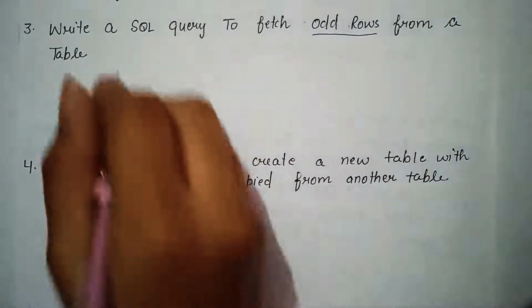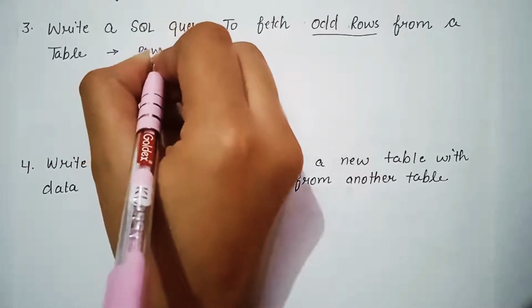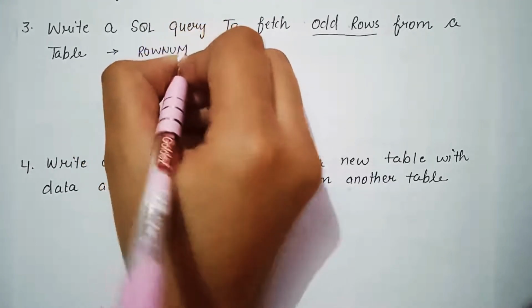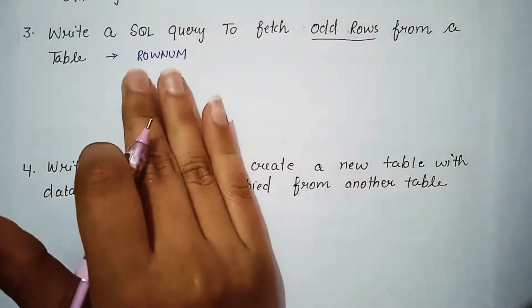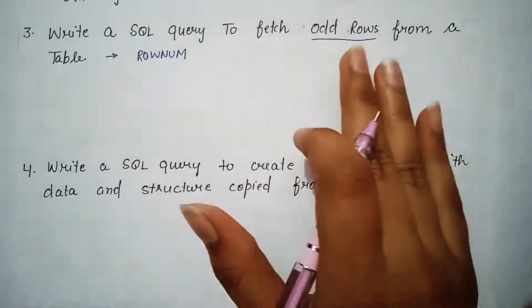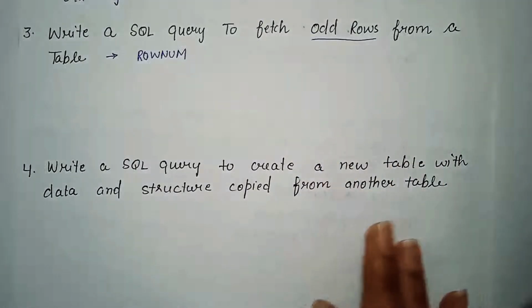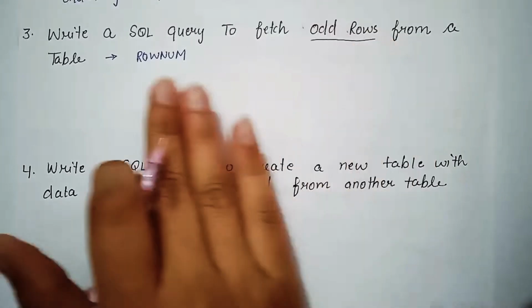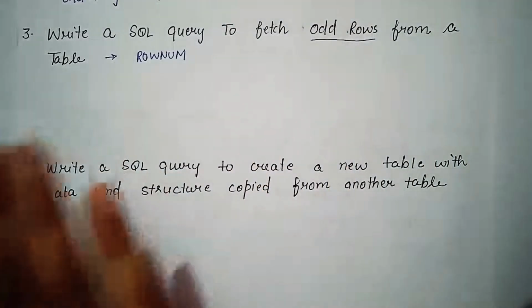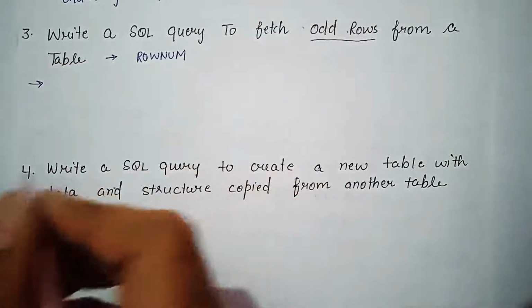In order to solve this query, we are going to make use of ROWNUM. So what does this ROWNUM specify? ROWNUM specifies the number of that particular row. If a row is present at the first position, it will return 1. If it is present at the second position, it will return 2. So this is the use of ROWNUM. Now let's see how we write this query using ROWNUM.